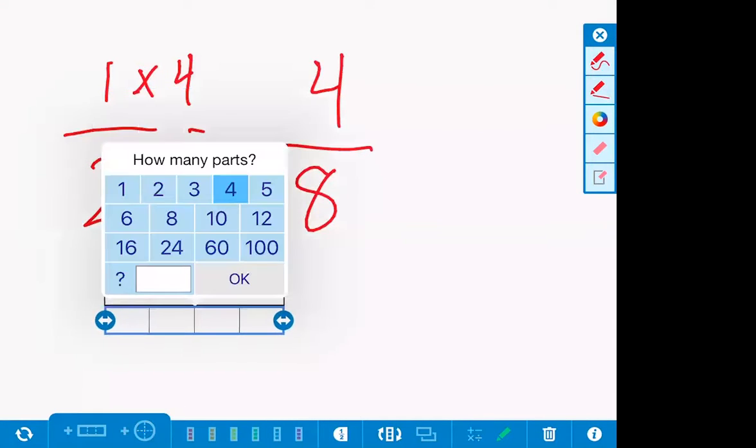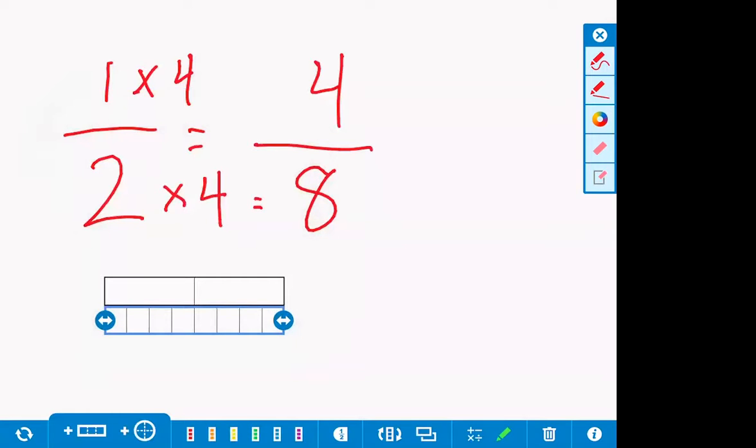Oh, I don't know why I did that. That needs to be 8s. All right, so if we shade in 1/2, there's our 1, and we shade in 4, it still equals out. 1/2 is equal to 4/8. Just the multiplication's a little quicker. So let's try another one.